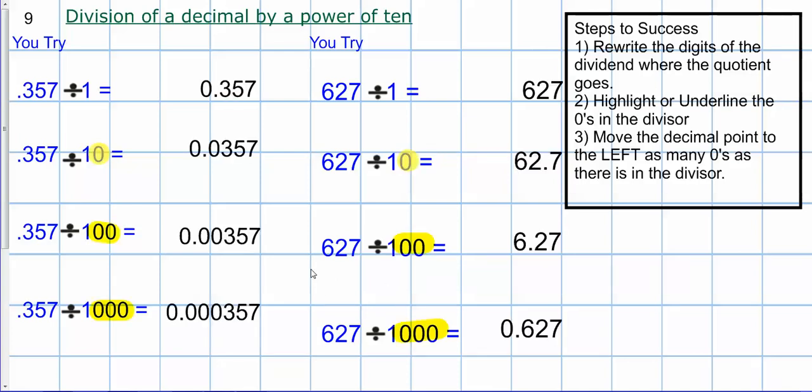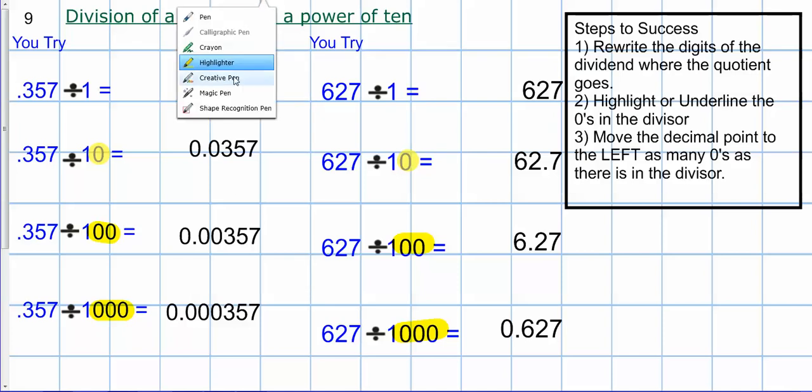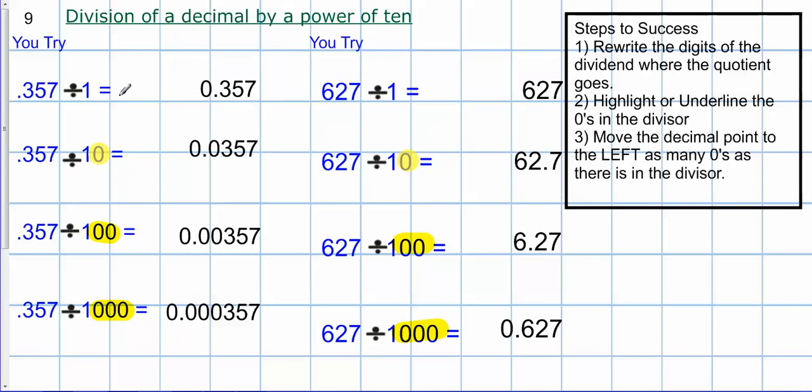So here are my answers. We'll go over these bit by bit. We'll draw some hoops so it's easier for you to see. No zeros, don't move the decimal point. 1 zero, I'm going to move it once. 2 zeros, I'm going to move it twice. 3 zeros, I'm going to move it 3 times. Now this one is a little bit tricky. No zeros, don't move it.